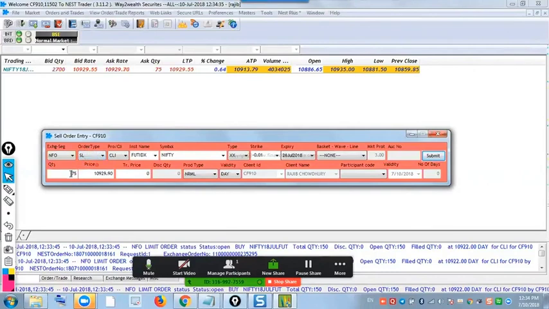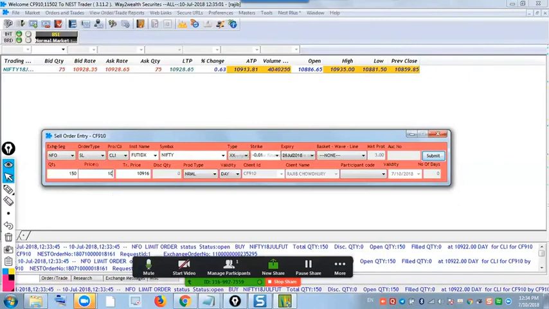So stop loss for 150 quantity, right? And price, there are two prices. Now I'll just tell you what the prices are. We'll have to place the stop loss order with a trigger price. This is called trigger price. 10,916 is our trigger price. We want this price to trigger to book my losses in case the trade doesn't work out.